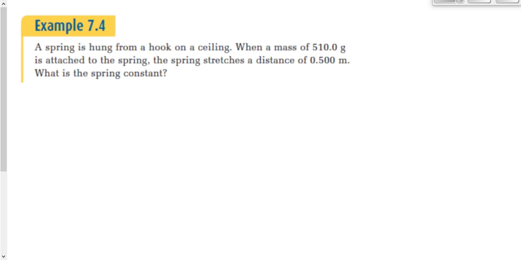Okay, let's take a look at another one. Page 357. The spring is hung from a hook on a ceiling and a mass of 510 grams is attached to the spring. The spring stretches at a distance of 0.5 meters. What's the spring constant? Looks familiar. I think we've done something like this, right? The spring is hung from a ceiling. There's a 510 gram mass. We want to convert that to kilograms. Stretches at a distance of 0.5 meters.